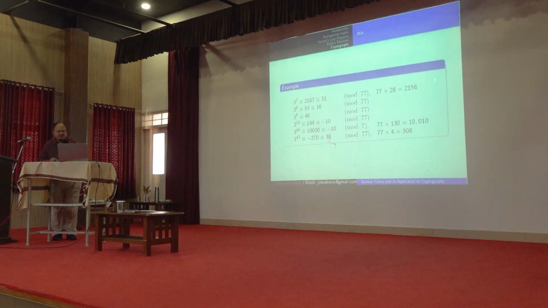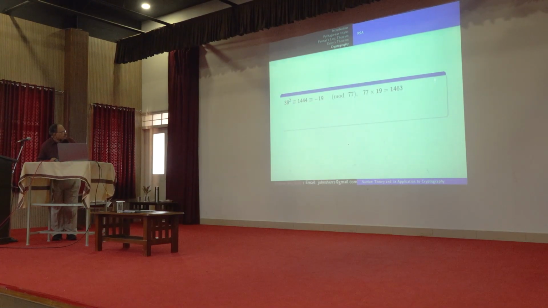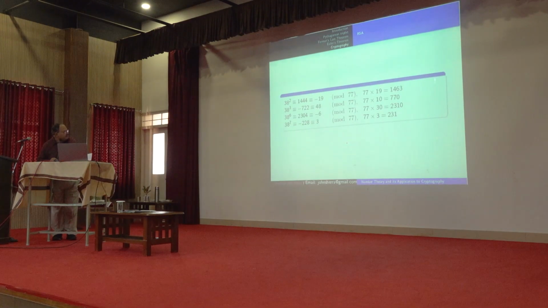The receiver, after receiving that 38, has to raise power 7 over it because J is 7. So, 38 squared is minus 19. And 38 cube is 48. 38 power 6 is minus 6 and 38 power 7 is 3, and that's how you get back that 3, right? So, that's the RSA that we have.